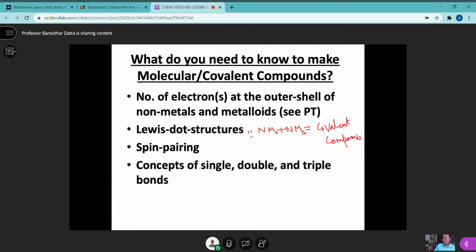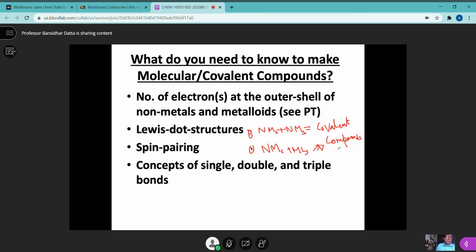That's one principle, number 1. Number 2 is nonmetals plus metalloids. Ml stands for metalloids, and Nm for nonmetals. That also equals molecular or covalent compounds. The basic principle of making molecular compounds: nonmetals plus nonmetals make a covalent compound, and nonmetals plus metalloids make a covalent compound.